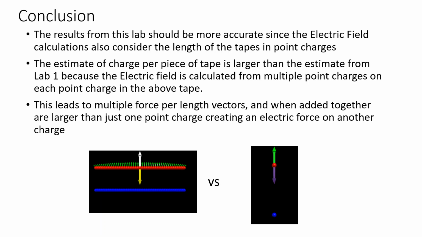And so this leads us to using multiple force per length vectors, and when we added all of those little F1, F2, F3 vectors together, we were able to get a larger overall F electric force, which is going to be larger than just a singular point charge creating an electric force on another charge. On the bottom, you can see the left-hand diagram from this lab versus the right-hand diagram from the previous lab.